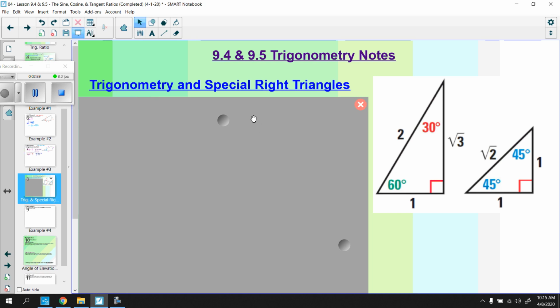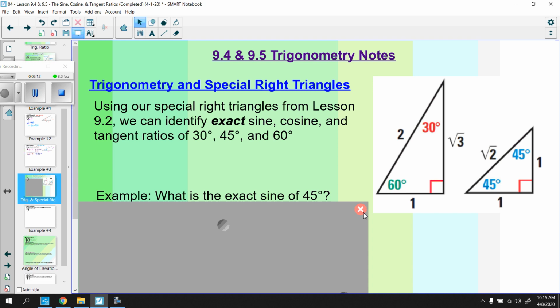Basically, we're applying that SOHCAHTOA concept and standing at one of these angles to give exact sine, cosine, and tangent values of some of these angles. We can use these two special right triangles and our SOHCAHTOA now to identify exact sine, cosine, tangent ratios. So we'll do a little mini example here, and then we'll look at what the first homework problems will look like.